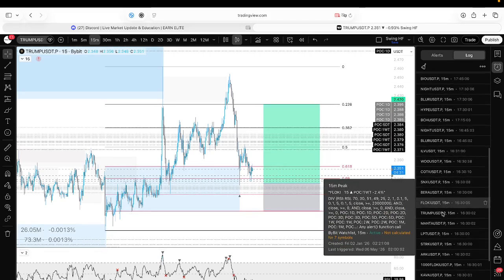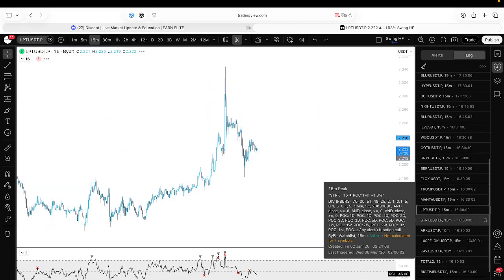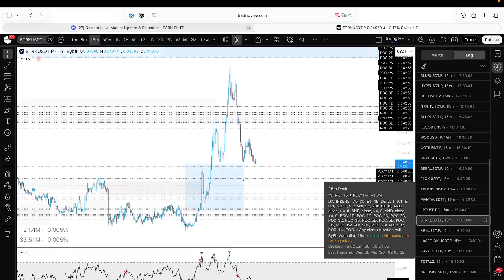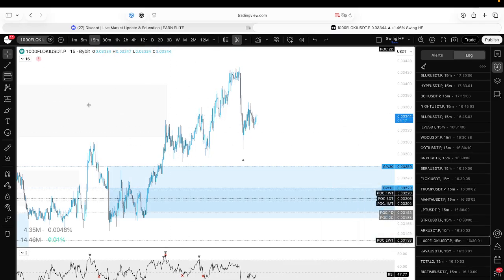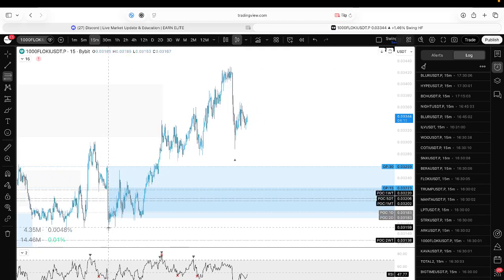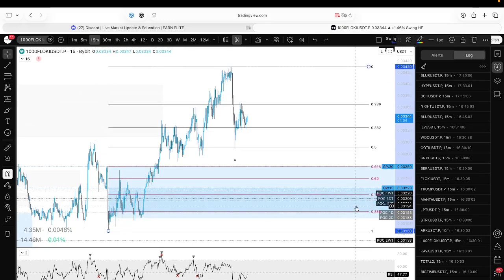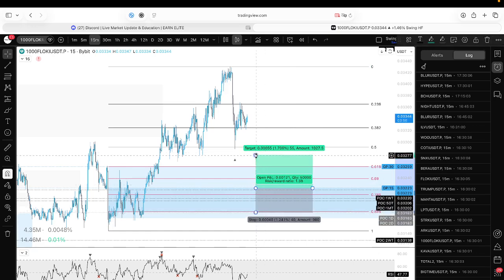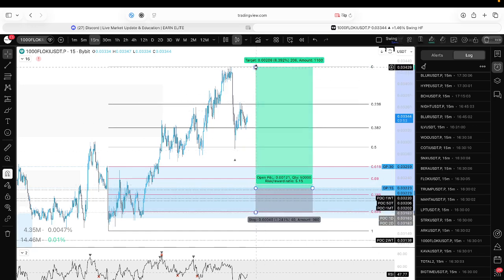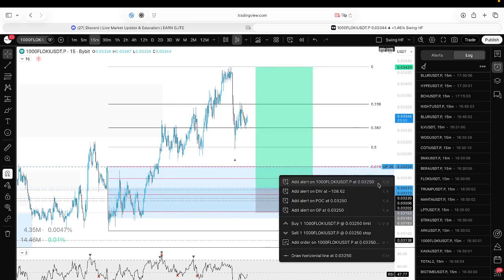Where is it? Trump. Where it was here? Manta. I don't like it. LPT. I don't like it. Floki actually has these zones down here. Let me attack the magnet here. This zone could be interesting, from here to here. Up. Let's set another for these.